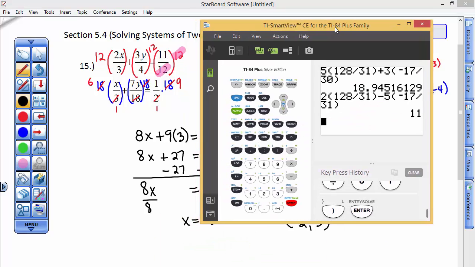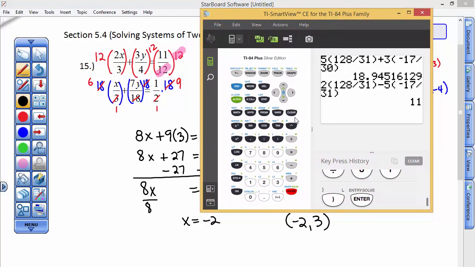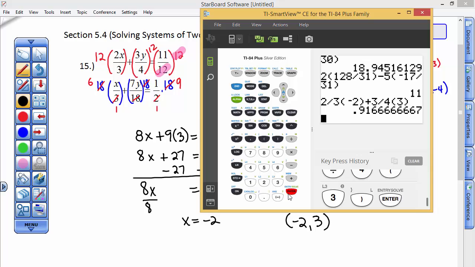So my first equation was 2 divided by 3 times a negative 2, and then plus 3 divided by 4 times y, which is 3. And I get this decimal number, and then the right side of this equation was 11 divided by 12, and let's just see if those decimals are the same. So the left side turned out to be this, the right side was 11/12, and it checked.